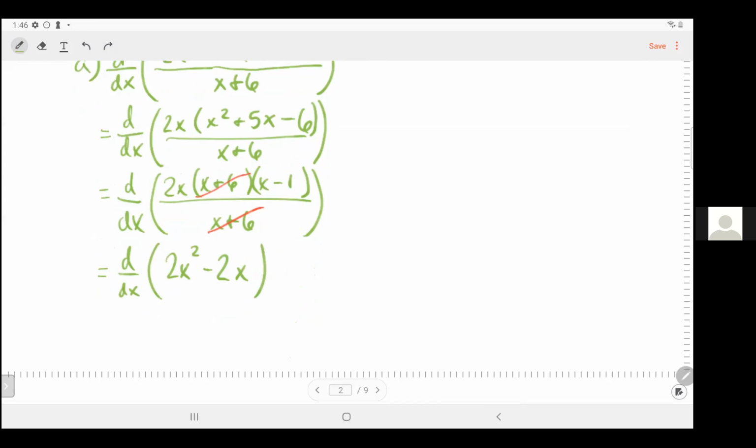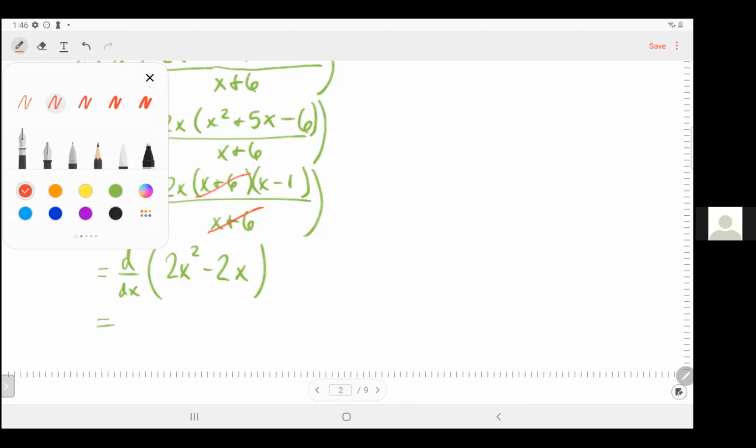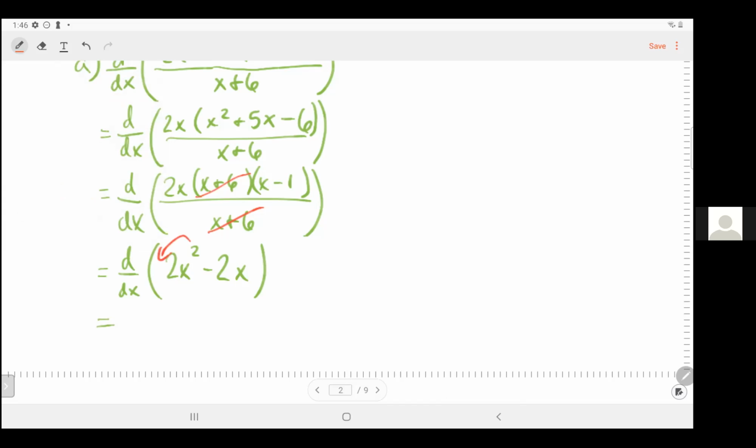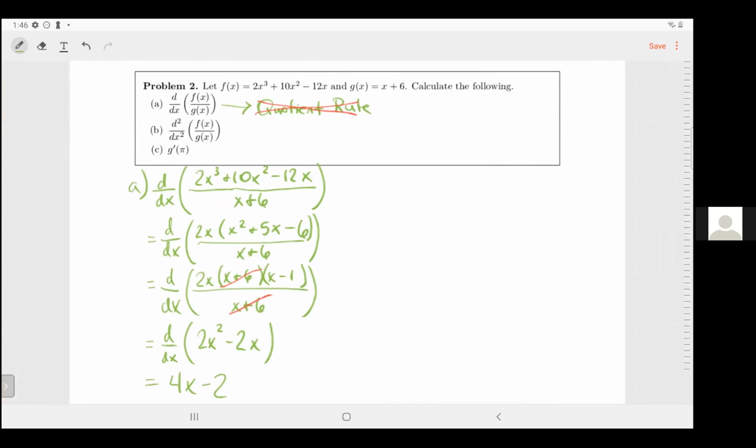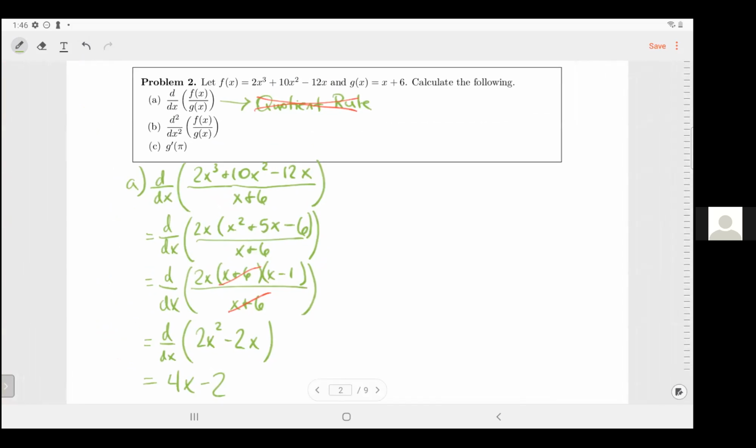Okay. And then from there, it's kind of a cakewalk. Apply the power rule. So bring the 2 down, subtract 1, and we get 4x for the first term, minus 2 for the second term. Right, so I'll put that all in view. Any questions on part A?